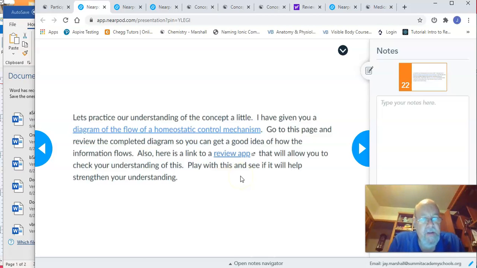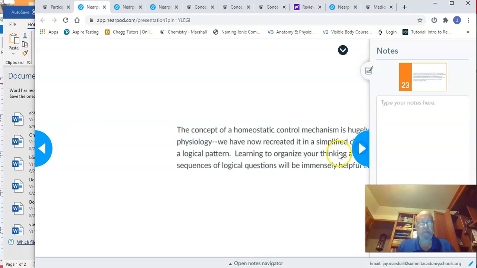So let's practice our understanding of this concept a little. I've given you a diagram of the flow of a homeostatic control mechanism, and that's in your notes. You can go to the class notes and click on this and see that. If you go to that page and review the completed diagram, you can get a good idea of how the information flows. And I also have a little game that you can play. You've got a review app that will allow you to check this understanding. And we'll play this really quickly in the next slide. So go ahead and go to the next slide.